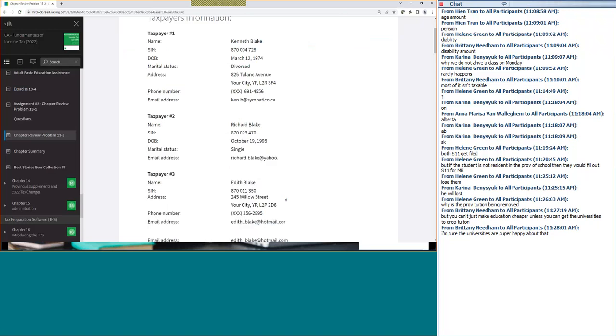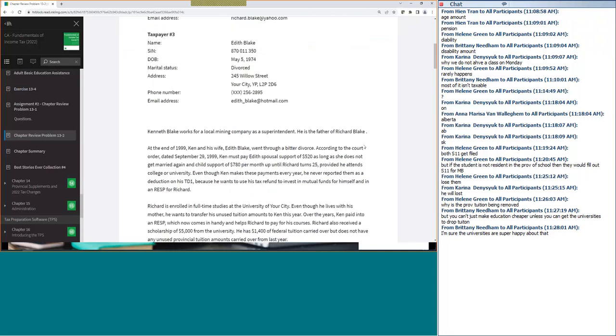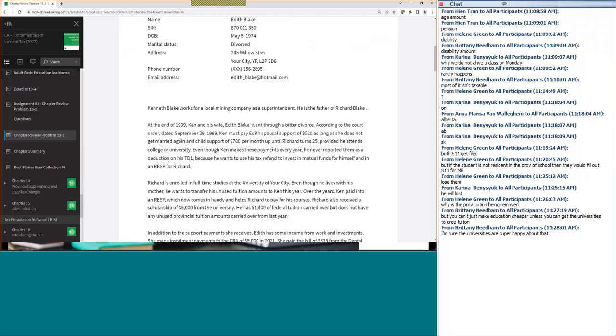We have a family, Kenneth Blake, Richard Blake, Edith Blake. All right, Ken works for a local mining company as a superintendent. He is Richard's father. Ken and Edith have been divorced for some time. Ken pays Edith's spousal support $520 as long as she doesn't get married again. That's not a great contract because she might not get married forever and he'll be paying for the rest of his life, but I'm sure he'd go to court at some point over that. And he has to pay child support of $780 per month until Richard turns 25, as long as Richard is in school. That's something we see very commonly for support orders.